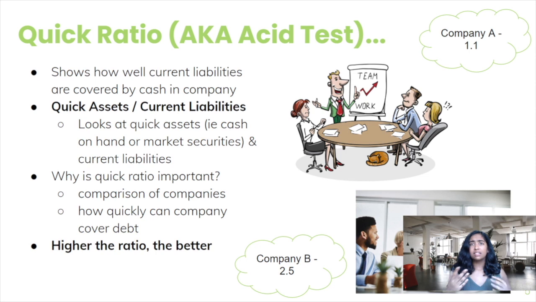Since both of the quick ratios are greater than 1, that means the company has enough quick assets to cover their current liabilities. But even though they're both greater than 1, stockholders would pick company B to invest in because of its higher ratio, because it shows that company B has more quick assets in hand than company A.